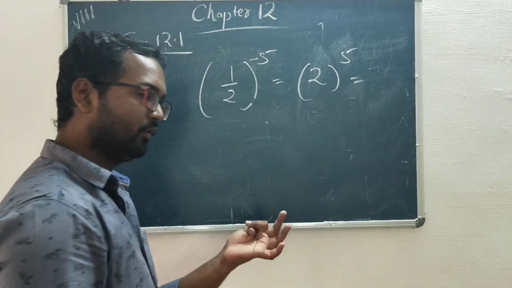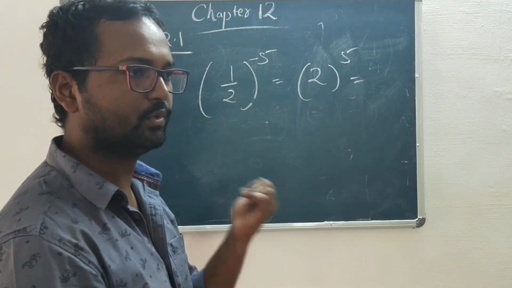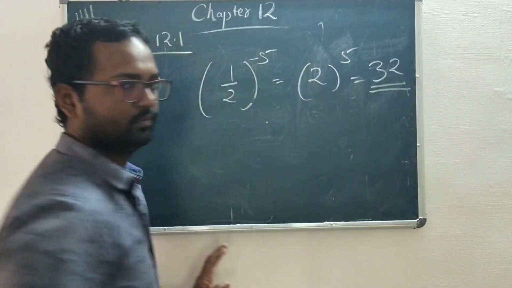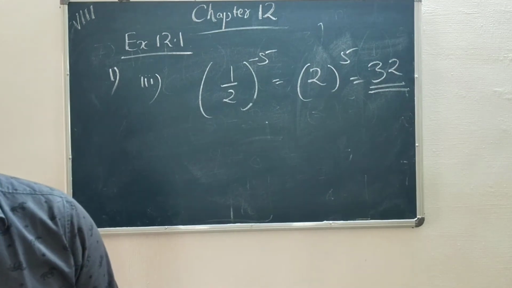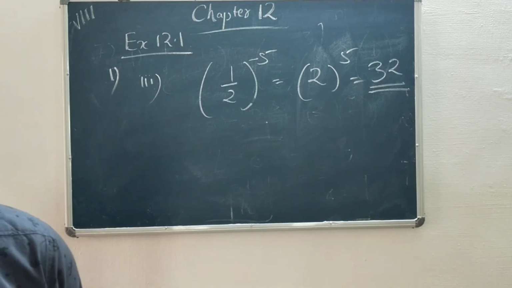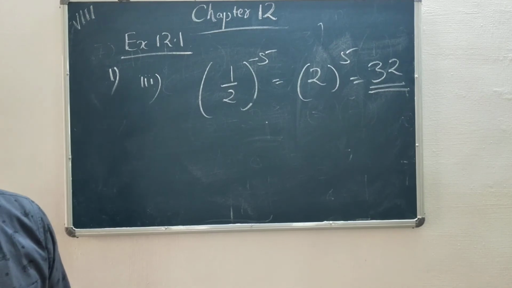2 into 2, 4, 4 into 2, 8, 8 into 2, 16, 16 into 2, 32. So the answer is 32. Okay. Now, let's do the second question.